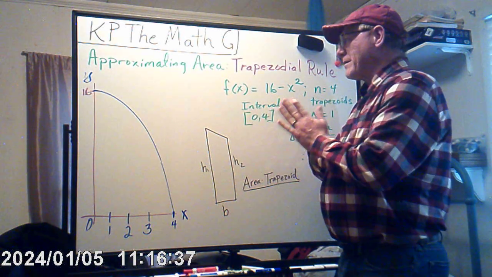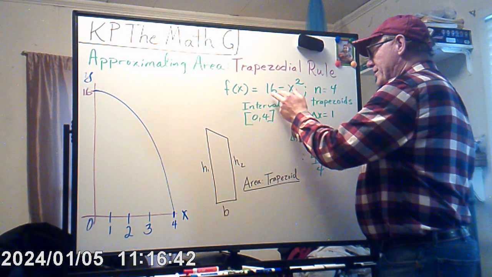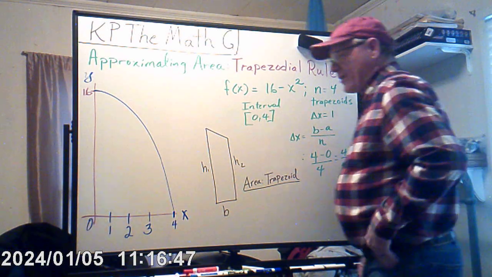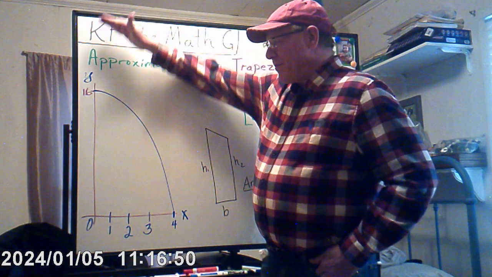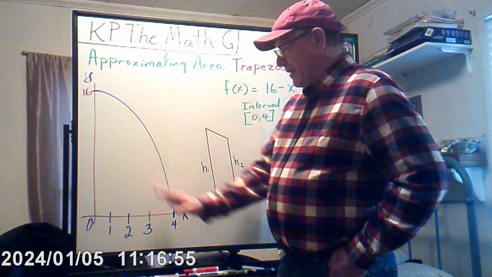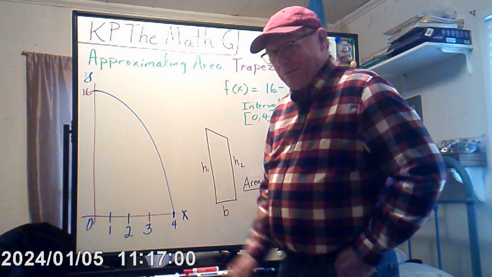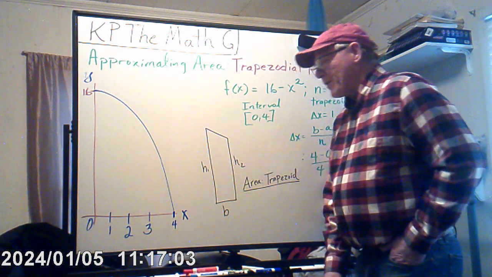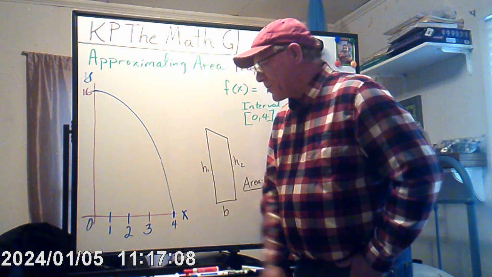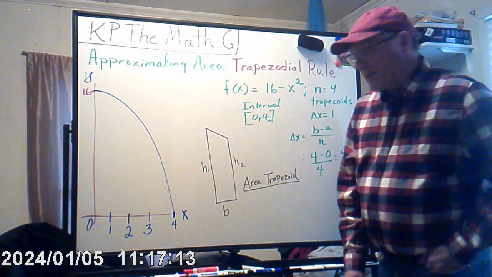We have been approximating area under a curve. This curve is f of x equals 16 minus x squared. It is not drawn to scale. 16 is way up high and 4 is much further in, but because we need to see the whole picture, I need to spread it out a little bit. That's why it looks like it's almost the same distance either way, but we're going to say it's not drawn to scale, which it is not.